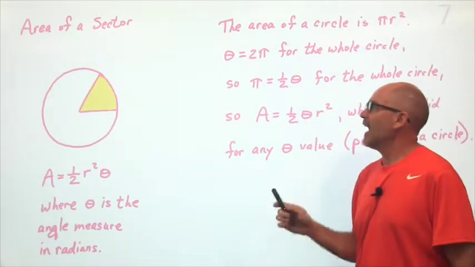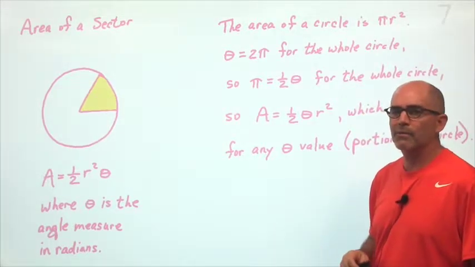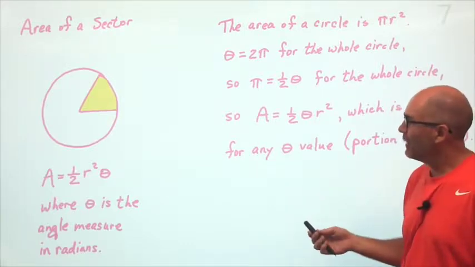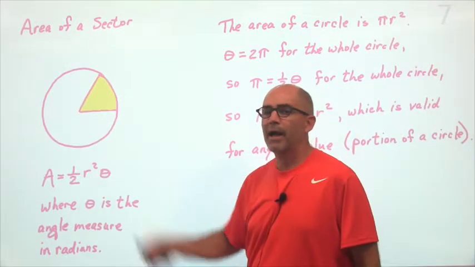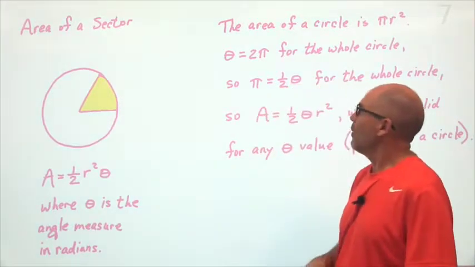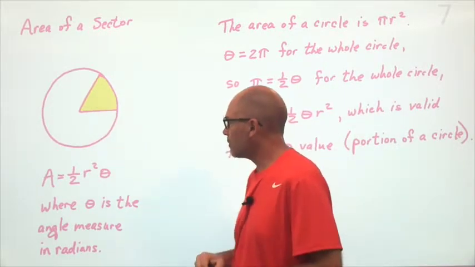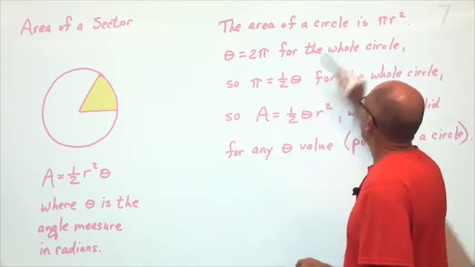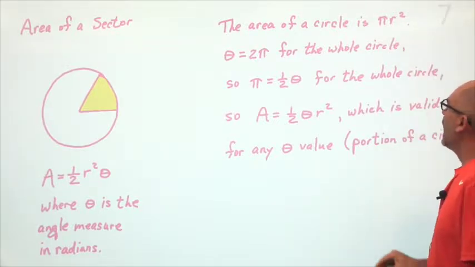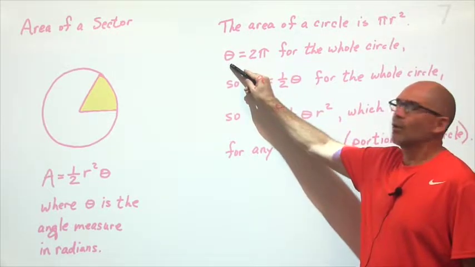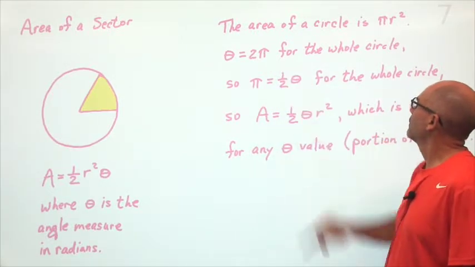Okay, next, the area of a sector. Now, you may remember from geometry that a sector is a portion of a circle, or it's like a slice of pie. So how do we find this yellow area here? Well, the area of a whole circle is pi r squared. And you know that the angle of the entire circle is going to be 2 pi radians.